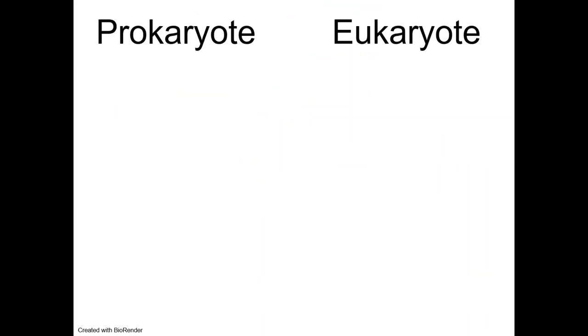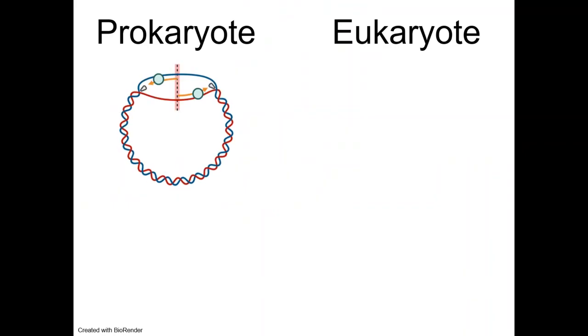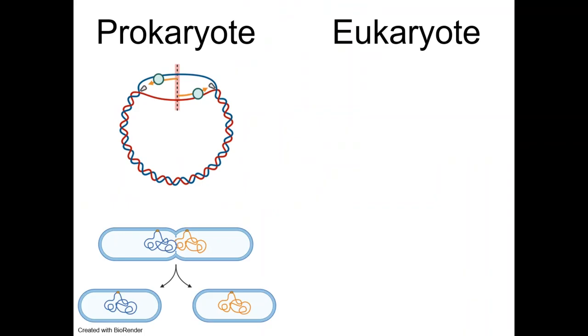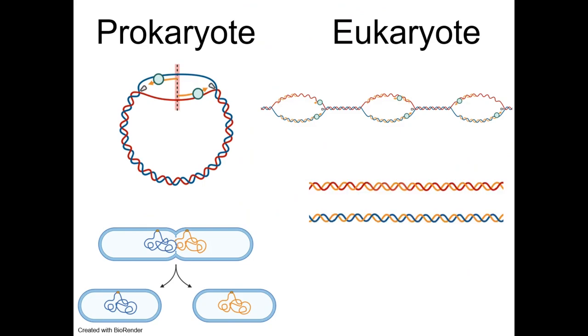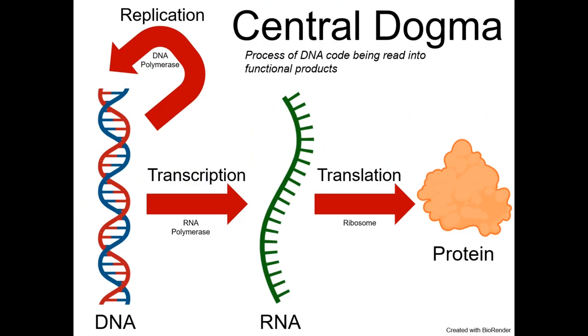Let's review what we have learned. DNA replication differs between prokaryotes and eukaryotes. Prokaryotes have one point of origin to begin replication and divide into two new cells while the DNA is being duplicated. Eukaryotes, however, have multiple points of origin throughout the DNA strand, and this is then followed by cell division or mitosis. DNA is the important genetic code within plants and all living things, and is the first step of central dogma, which is the process of DNA code being read into functional products.